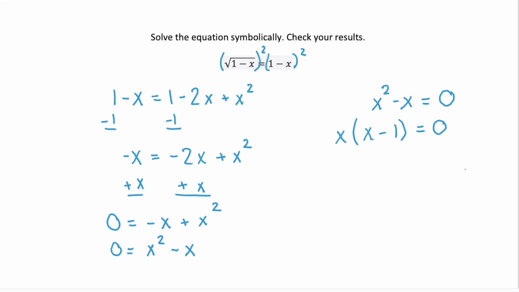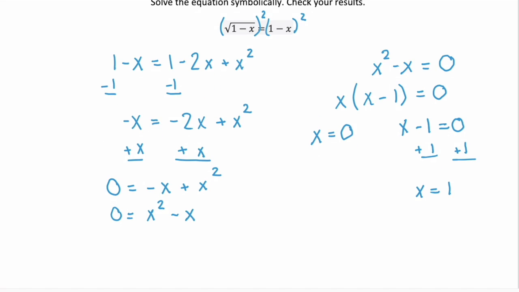Now use your zero product property. So our first factor is x equals 0, and our second is x minus 1 equals 0. The first one is solved for us, x is 0, and the second one, we add 1 to both sides, and we get x equals 1. So our solution right now is x equals 0 or 1, but we need to check our results.